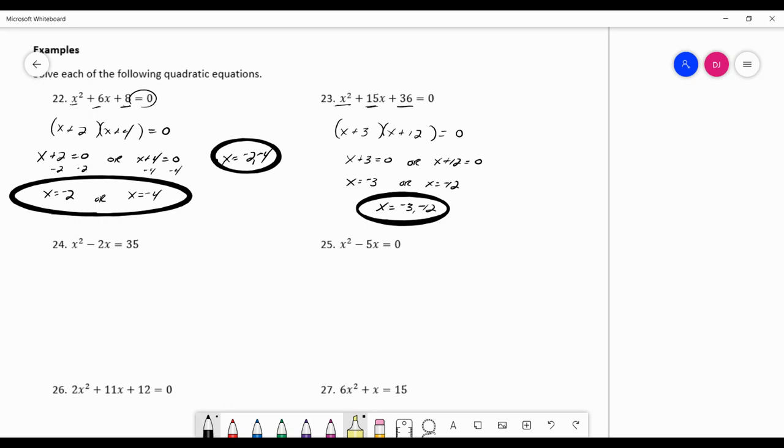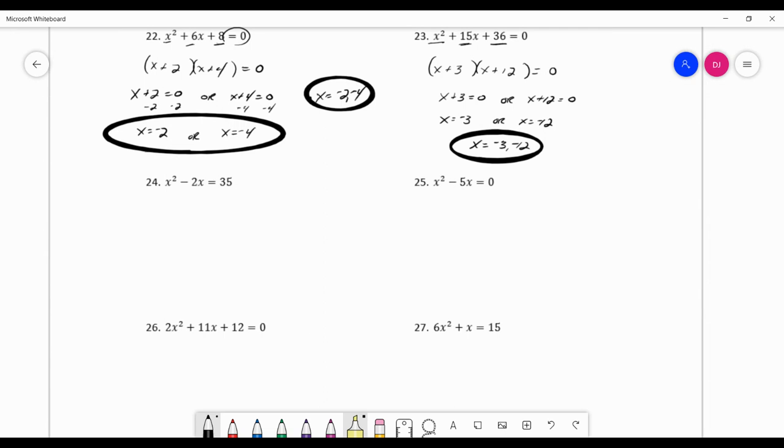Now in number 24, I don't want to solve it this way. Two numbers that multiply together to give me 35 could be 1 and 35. They could be 5 and 7. They could be 70 and 1/2. Really what you want to do is subtract that 35 from both sides so that you have x squared minus 2x minus 35 equals 0.